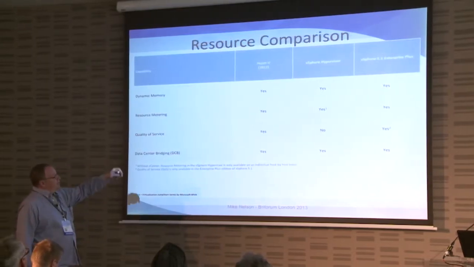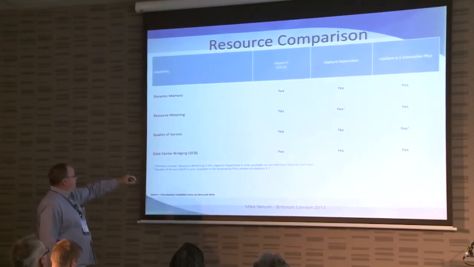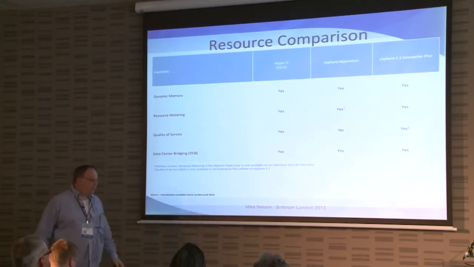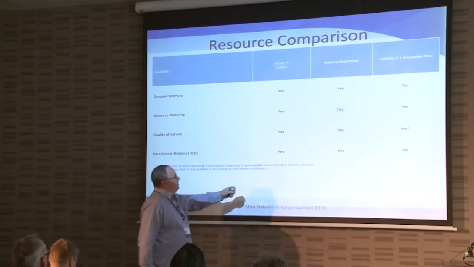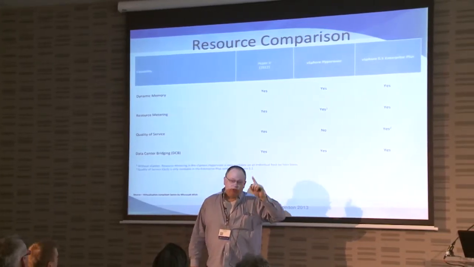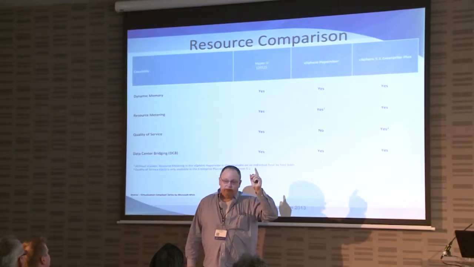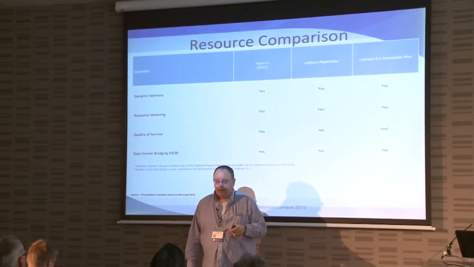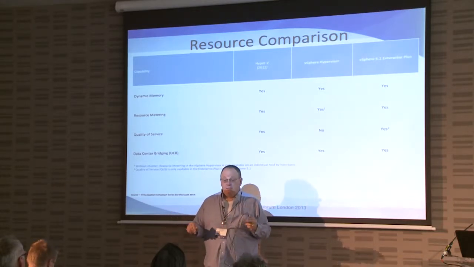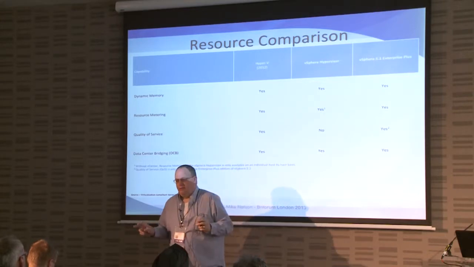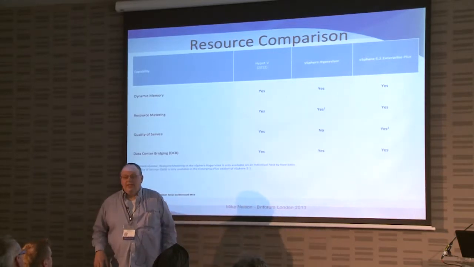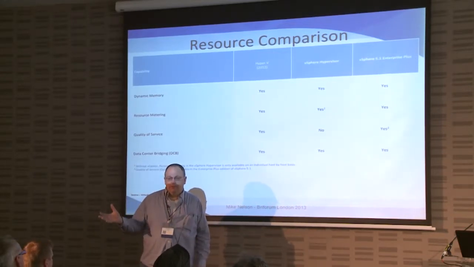Resource comparison, dynamic memory, everybody's got it. Resource metering, quality of service, data center bridging, everybody's got it. Okay, not much difference there. You have to notice that with Hyper-V 2012, there is no difference between the free Hyper-V version and the one that you would pay for inside of Server 2012. There's no light version of Hyper-V. There might be light management of Hyper-V, but there's no light version of it, where VMware makes a light version of their hypervisor. You can't do everything in there that you can in the full version.